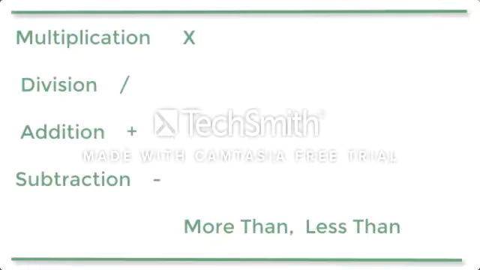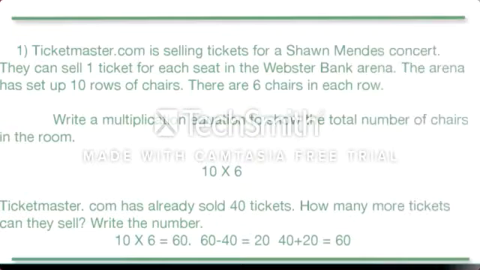So, if we remember, in the last video, we had a word problem that looked like this. Ticketmaster.com is selling tickets for a Shawn Mendes concert. They can sell one ticket for each seat in the Webster Bank Arena. The arena has 10 rows of chairs. There are 6 chairs in each row. Write a multiplication equation to show the total number of chairs in the room.